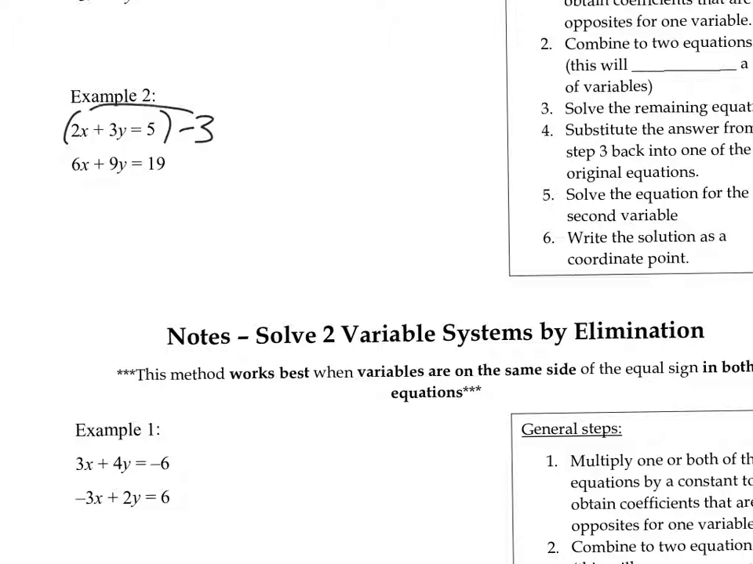Negative 3 times 2, that's negative 6x. Negative 3 times 3y is a negative 9y. And negative 3 times 5, that's going to give us negative 15. Now, let's try to add these two together. If I do 6x plus a negative 6x, that's going to give me 0. And also, oddly enough, 9y plus a negative 9y will also add up to 0. And then we do 19 plus a negative 15. That gives me a positive 4.